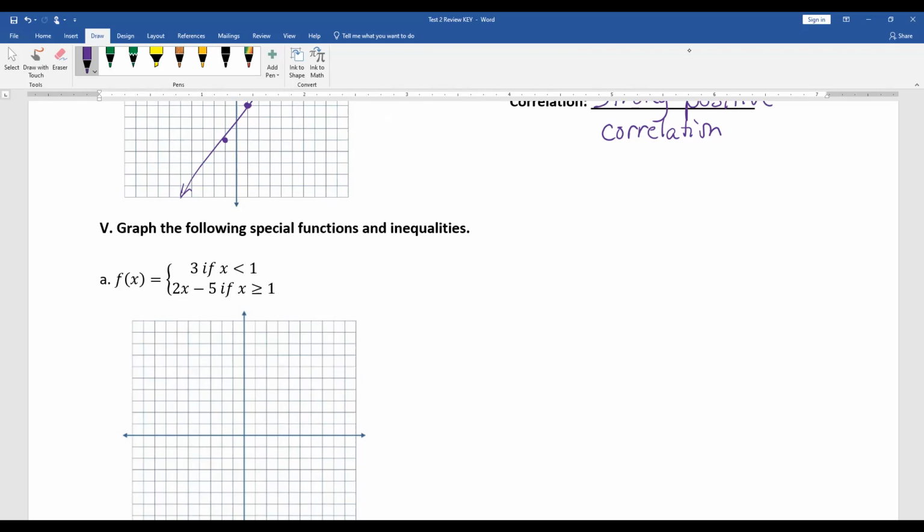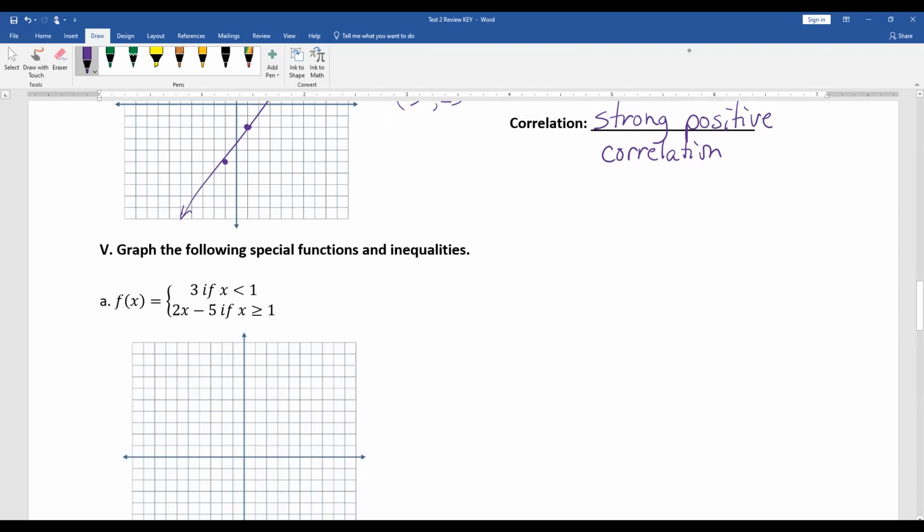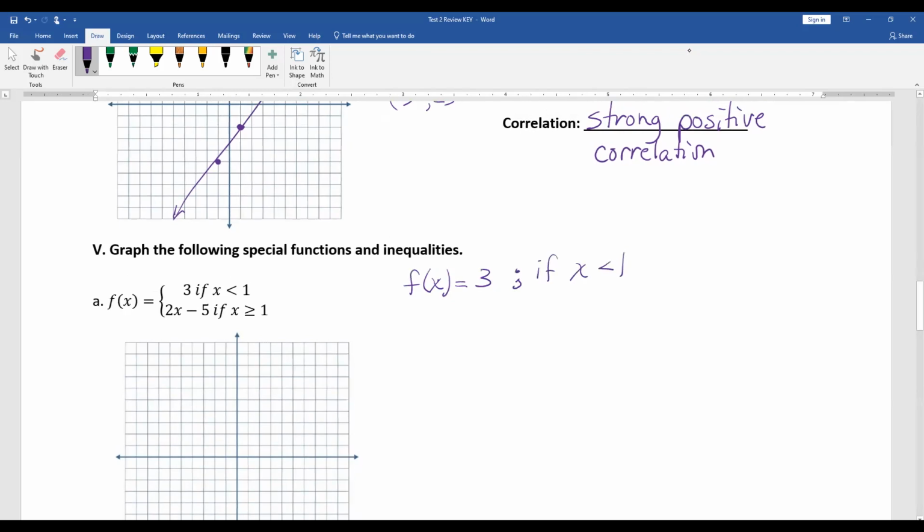So piecewise means you have multiple graphs on the same Cartesian plane. And so this is 2.5, where we get into special functions. So what we have to do is graph both of them. You can rewrite this for every different f of x that you have. So we could say that this is the same as f of x is equal to 3 if x is less than 1.